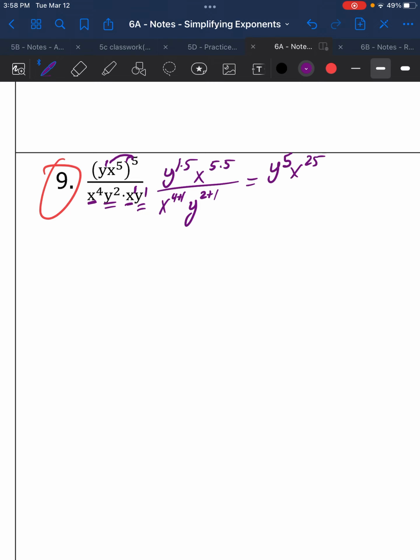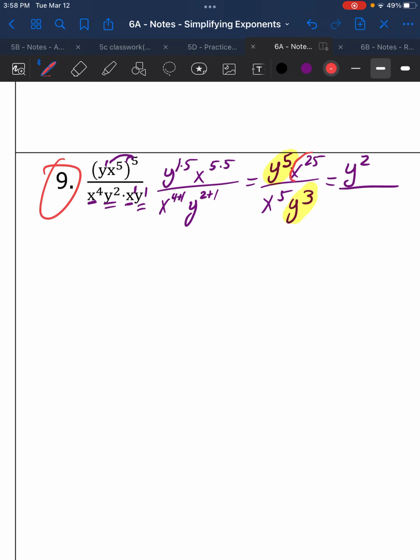So in the numerator, I have y to the 5th, x to the 25th, and the denominator is going to be x to the 5th, y to the 3rd. Now we have some like bases. We have the y's. I go with the biggest exponent first, so 5, and I subtract 3. My answer is 2. I'm going to put that where the biggest exponent was.